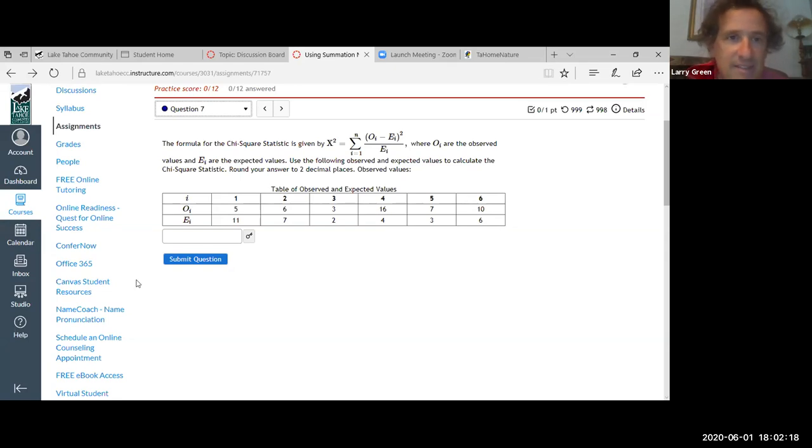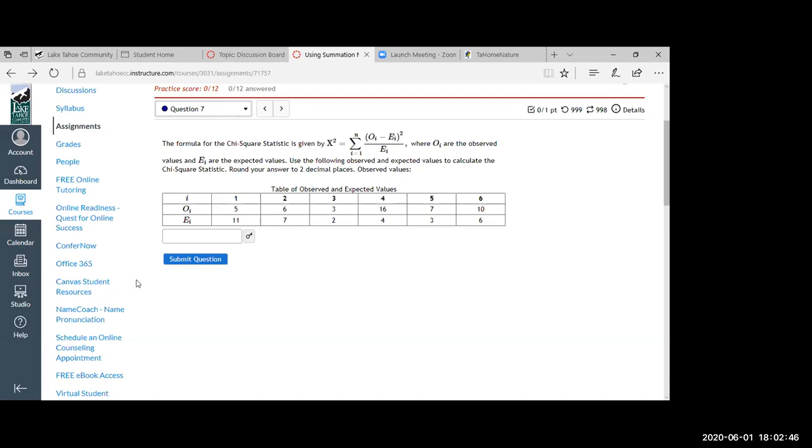Okay. So again, the formula is quite intense, but that is the formula for what's called the chi-squared test statistic. It's given by the summation i equals 1 to n of (Oi minus Ei) squared over Ei, where Oi are the observed values and Ei are the expected values. Use the following observed and expected values to calculate the chi-squared statistic, and then round to 2 decimal places. We're just plugging in the numbers there.